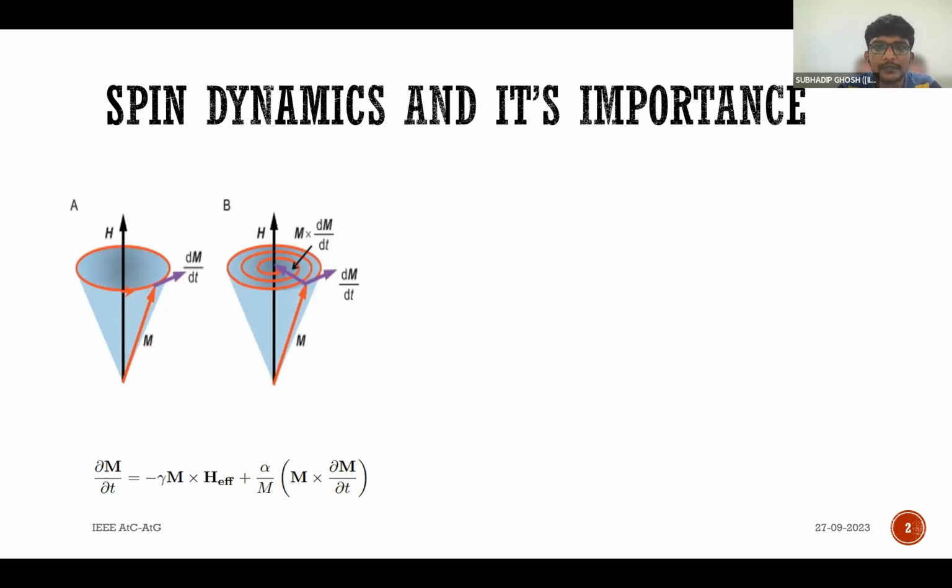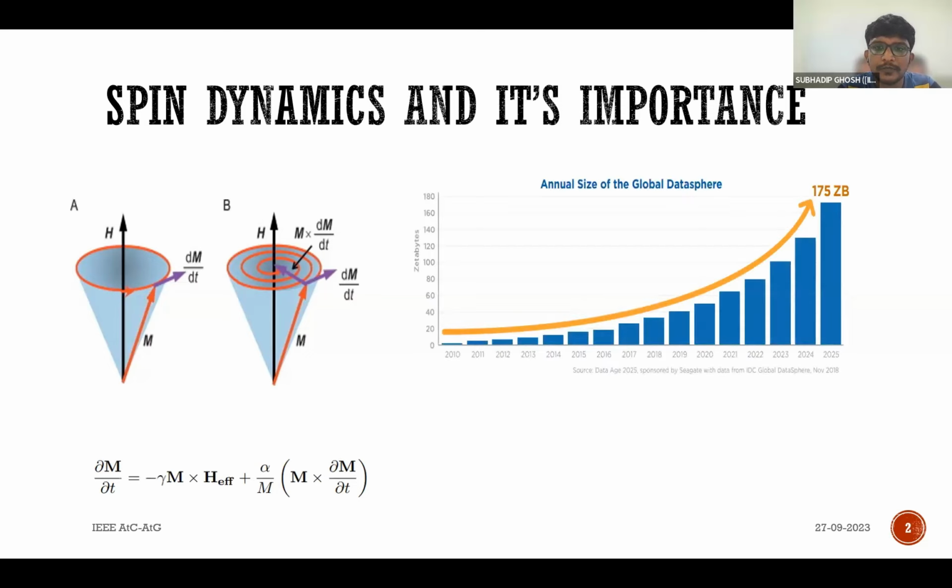So now the question arises: what is the importance of studying the dynamics of spin? We know that in today's world, all the storage devices are made of magnetic materials, and they work on the principle of spin switching. Data projection by the International Data Corporation shows that in 2025, a huge amount of data will be generated by the whole world, which is 175 zettabytes. It may be more than that, but not less than that.